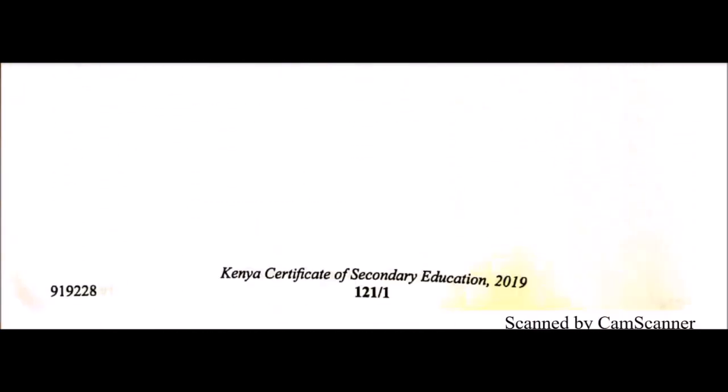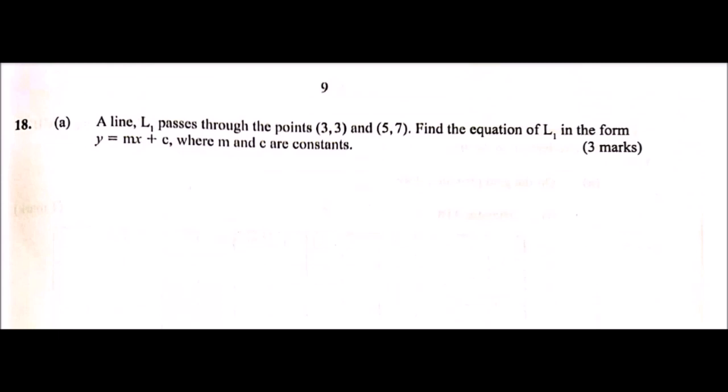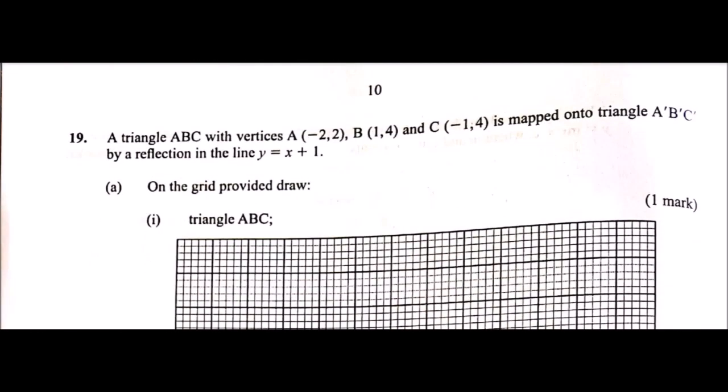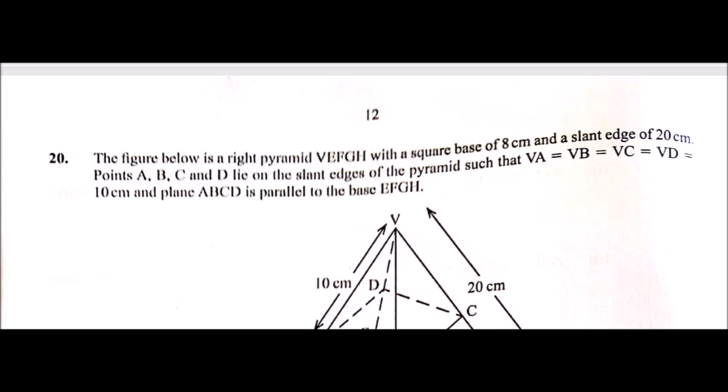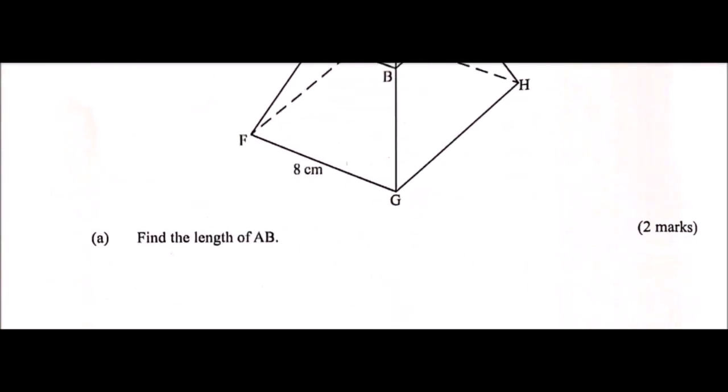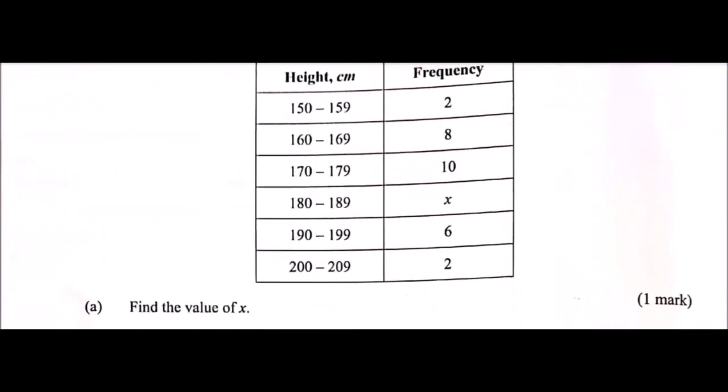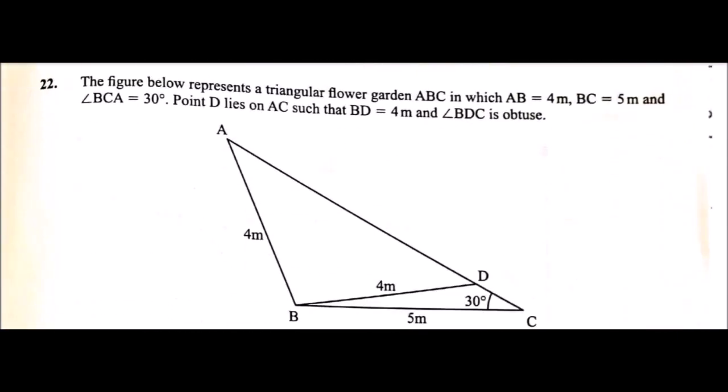This is 17, we go to 18. This is a gradient, which you did in form 2. That's where you are supposed to apply the knowledge. Then 19 is on rotations. Then we have number 20. This is you are supposed to get the height, and so on. We have up to 24, so 22 looks like that.